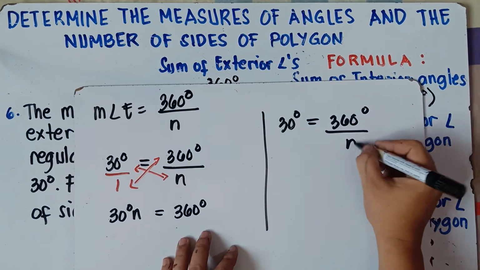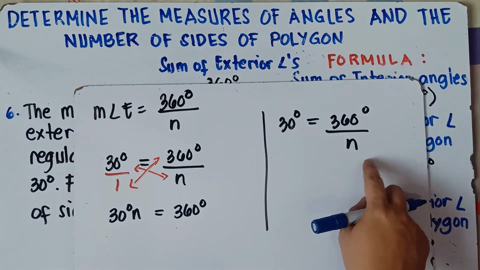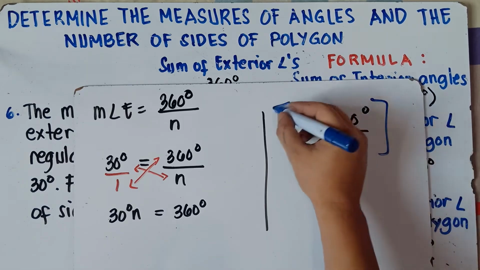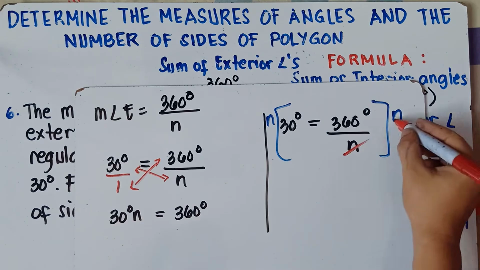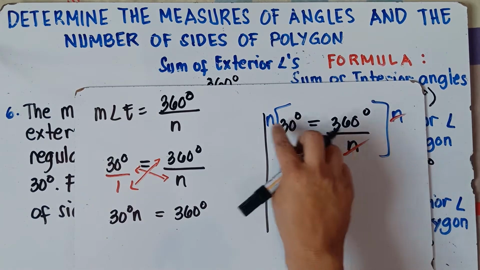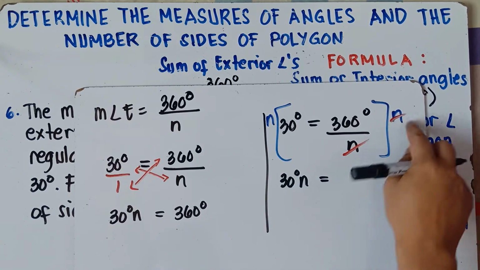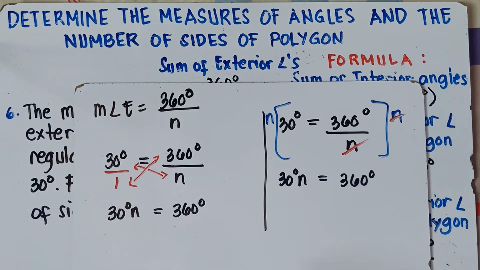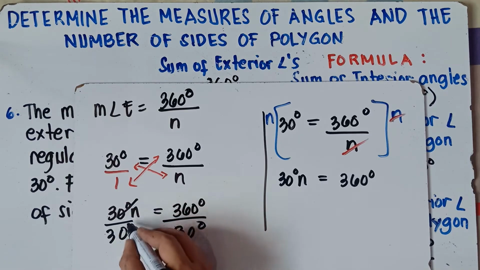So let's have two solutions, class, for you to choose. Which do you prefer? So the second solution, to eliminate n, because it's very complicated, class, if we're dealing with fractions. To eliminate n, we can just simply multiply both sides by n. And then we can cancel this out. So it's up to you, class, which do you prefer? So 30 degrees times n, that's 30 degrees n equals, so we just simply cancel n, simply copy 360 degrees. So to get the value of n, you divide both sides by 30 degrees.